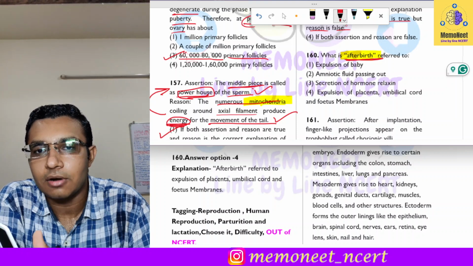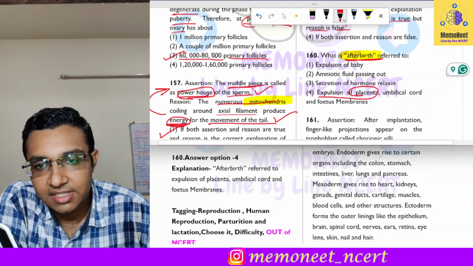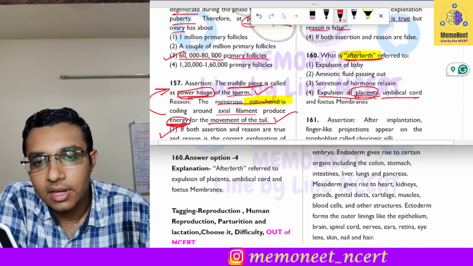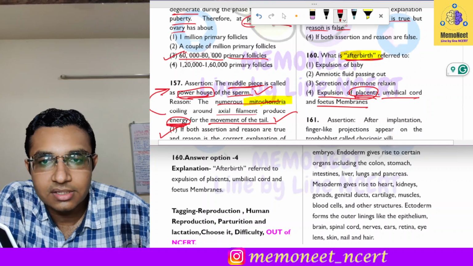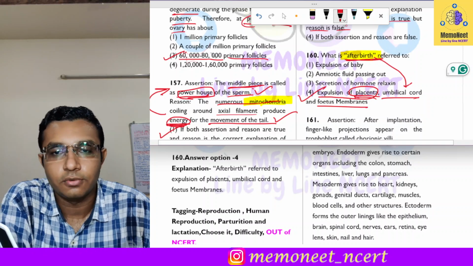The fetus is outside. Now what happens is there is the expulsion of placenta. So placenta is expelled out and the umbilical cord and the fetus membranes are also expelled out. So this is known as the afterbirth. So the correct answer of this question is option 4.